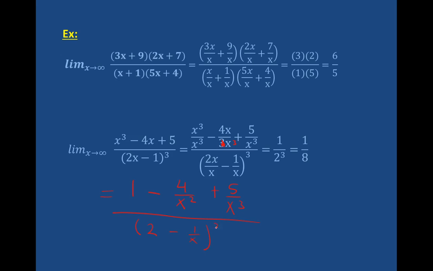Again, 4 over x^2 will be cancelled because it equals 0. 5 over x^3 equals 0. 1 over x equals 0. Then the remainder in the numerator equals 1 and the remainder in the denominator equals 2, to the power 3. Then the limit equals 1 over 8.